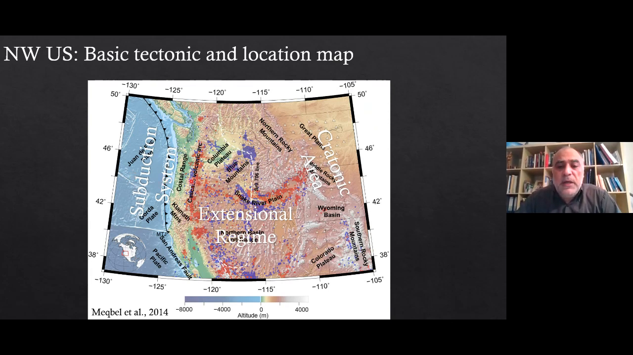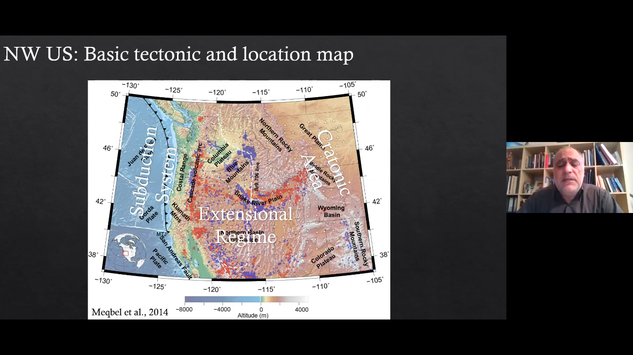In between, we have the Basin and Range, which is part of the so-called extensional regime. Farther to the east, we have the cratonic area. There is not a lot of tectonic activity in that part, and it is considered to be one of the stable parts of the lithosphere.